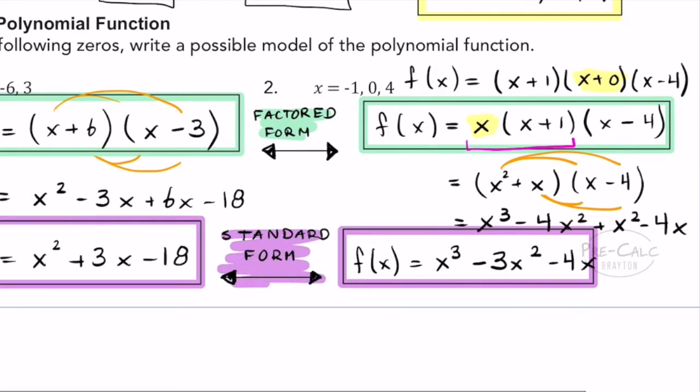Again, just be careful whether you are working in factored form or standard form and understand the difference between the two.